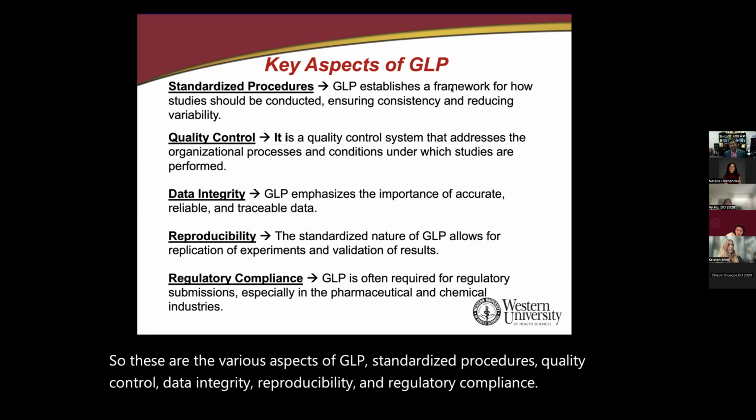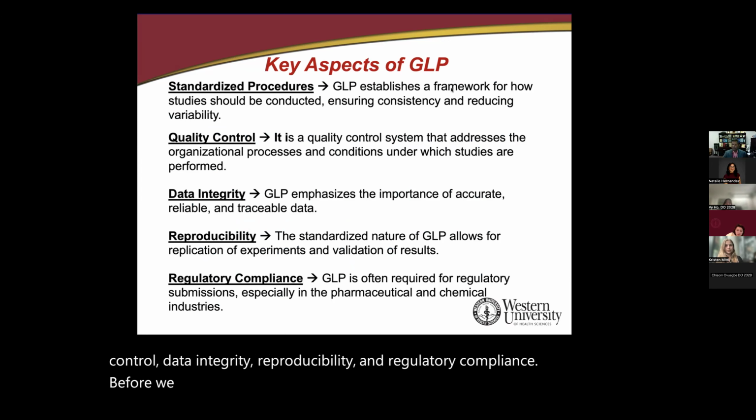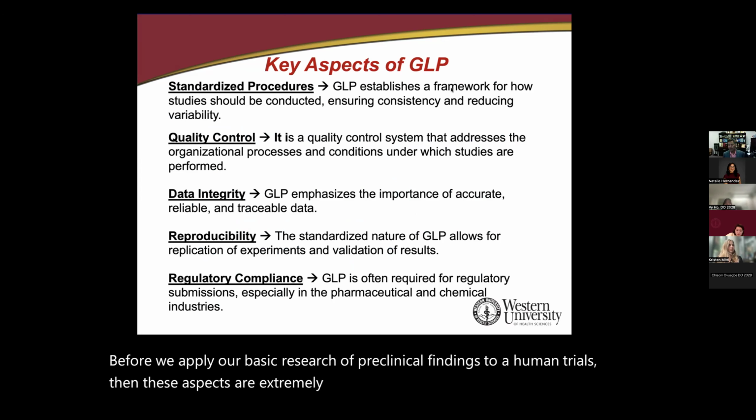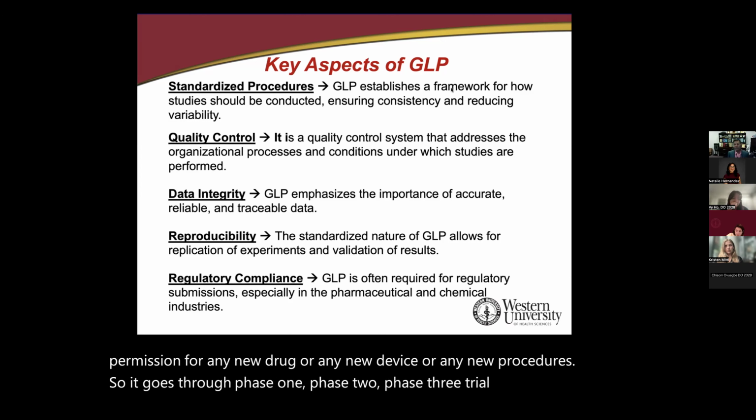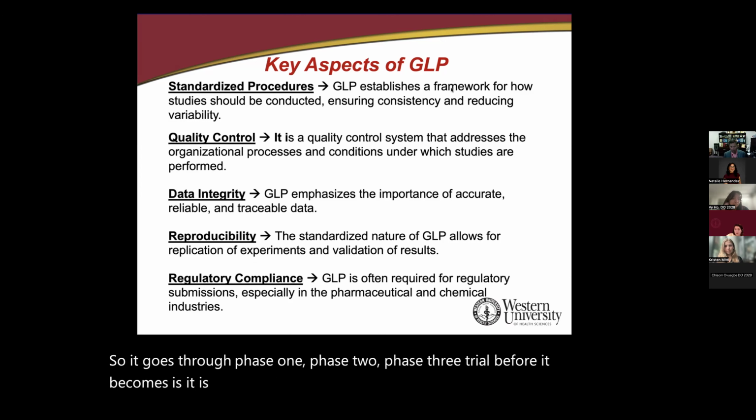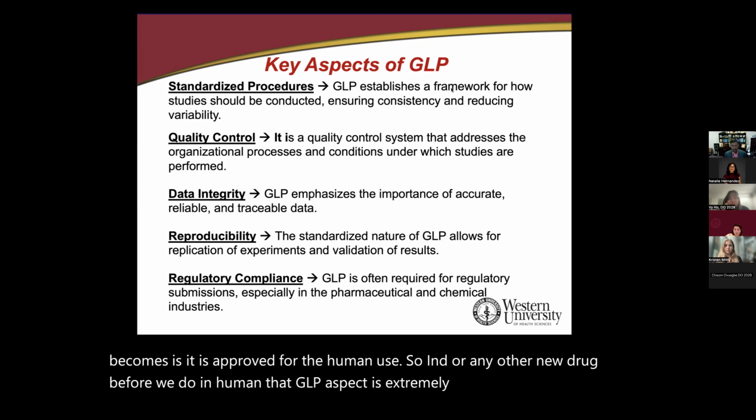Before we apply our basic research or preclinical findings to human trials, these aspects are extremely important before the FDA accepts and gives us permission for any new drug or any new device or any new procedures. So it goes through phase 1, phase 2, phase 3 trials before it is approved for human use. So for an IND or any other new drug, before we go to humans, the GLP aspect is extremely important and FDA requires that.